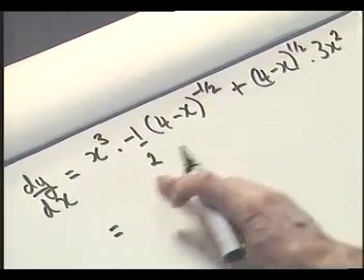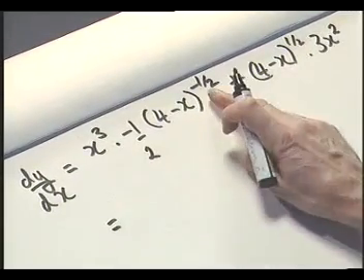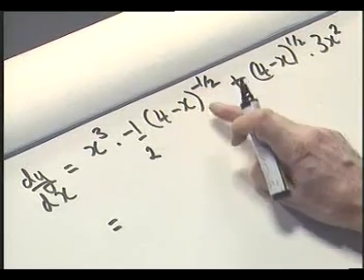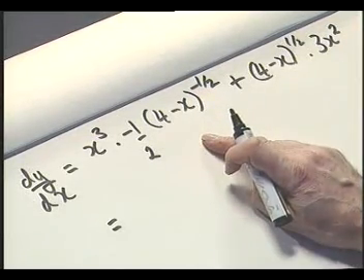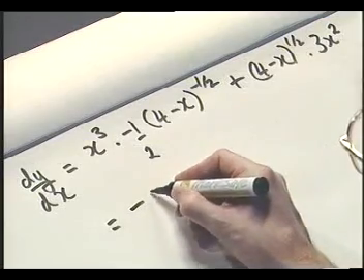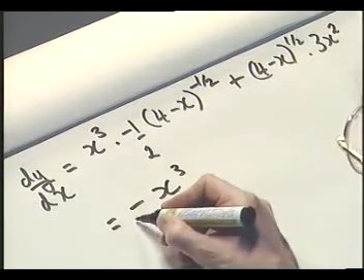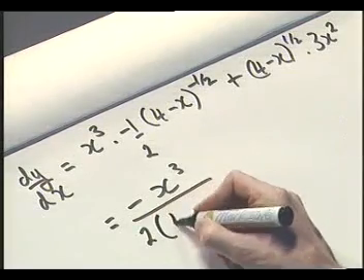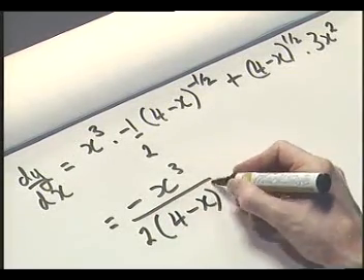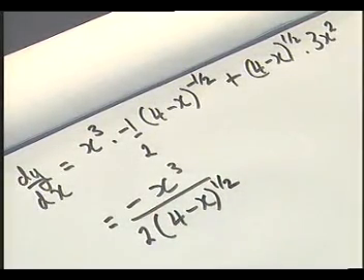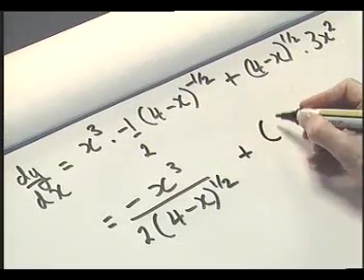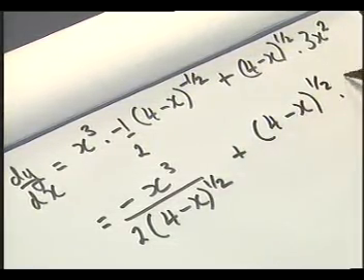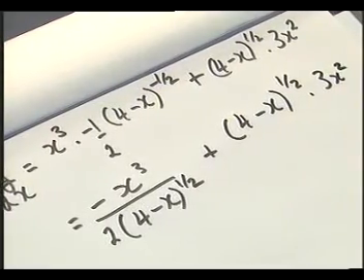It's this term which doesn't look awfully good. Let's remember that to the power minus a half means that it's in the denominator. So we have minus x cubed over 2 times 4 minus x to the half. Plus, we haven't done anything with this side yet, so we can leave it as it is.